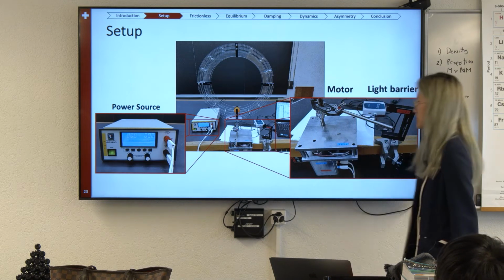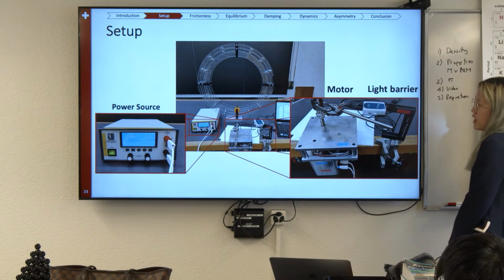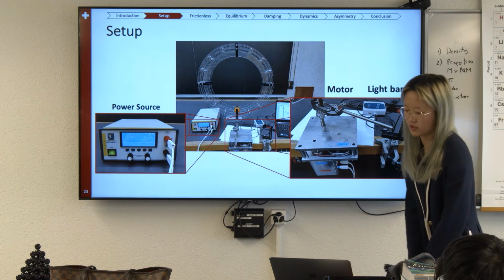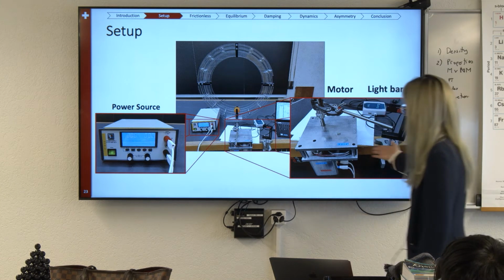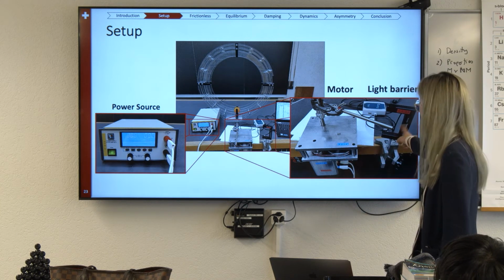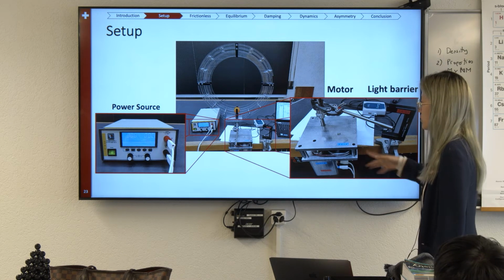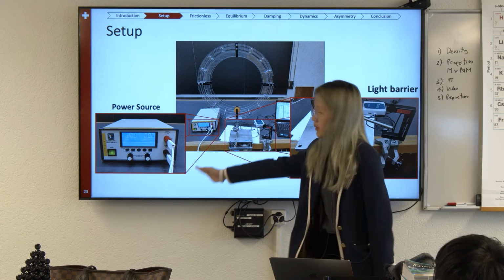And here's another setup I used to measure the asymmetric case with an electric motor and a light bearer. This is to measure the angular frequency of the hoop, and this is a power source.